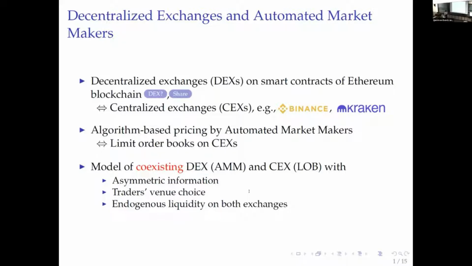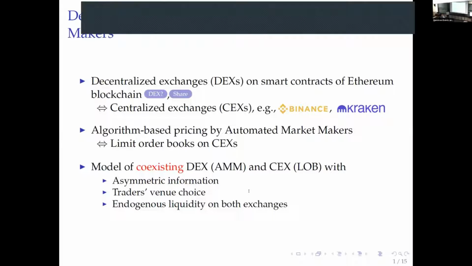So in this paper, we provide a theoretical framework to analyze this coexisting environment. We're going to have both the new one and the old one, and we want to know what's going to happen and how they're going to interact. Again, because this is a finance paper, we introduce an asymmetric information problem. Also, traders are going to decide on the trading platform endogenously, and liquidity on both exchange platforms will be endogenously and jointly determined. So this is what we are doing in this paper.